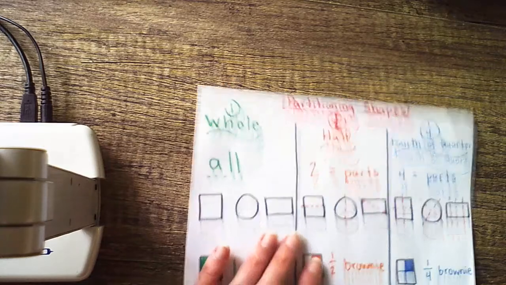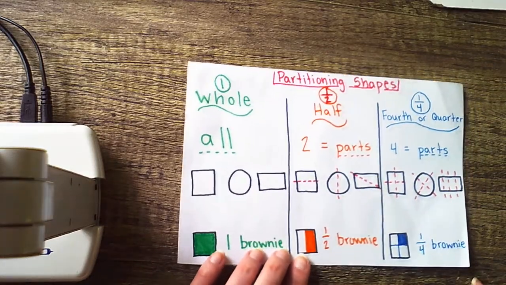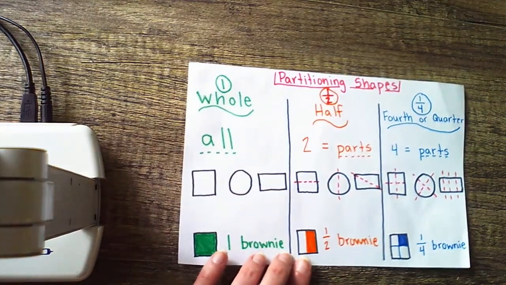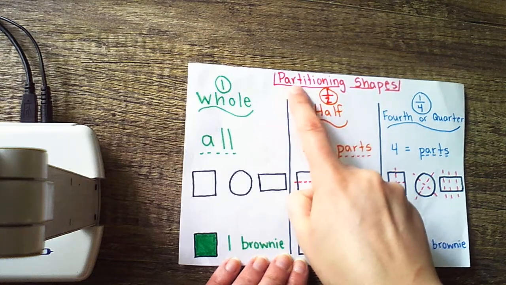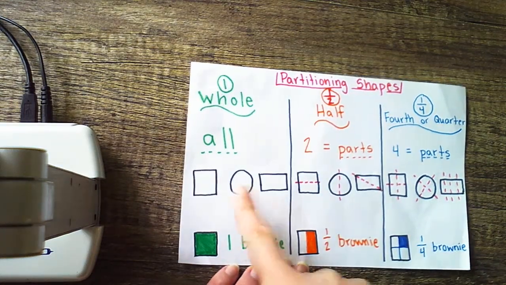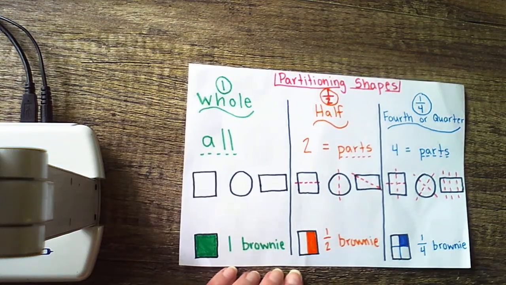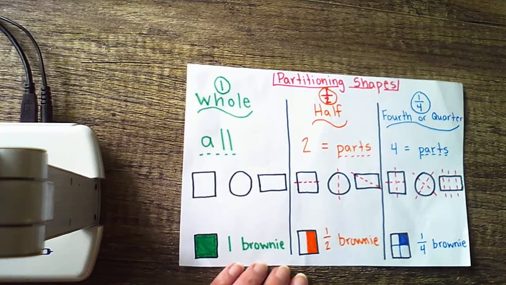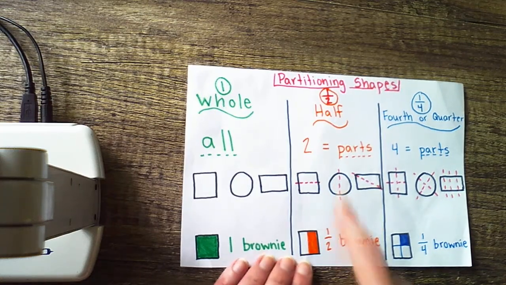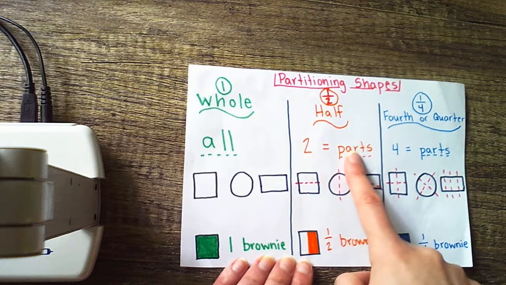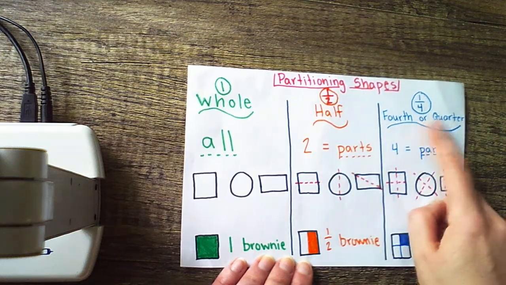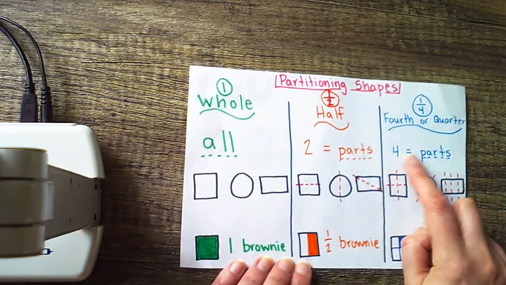We know that partition is just a fancy way of saying we're cutting something up into parts. That's why we see the word part. So we're taking a whole, that's the entire thing or all of what we have, and we are partitioning or cutting it into halves, which is 2 equal parts, or fourths or quarters, 4 equal parts.